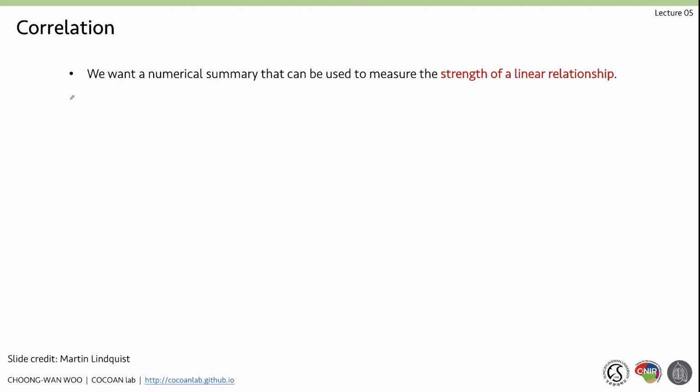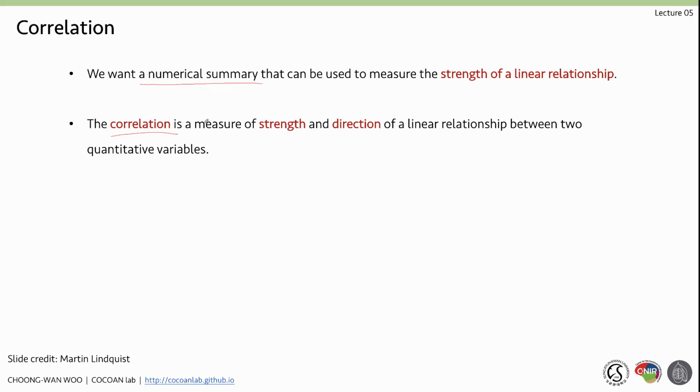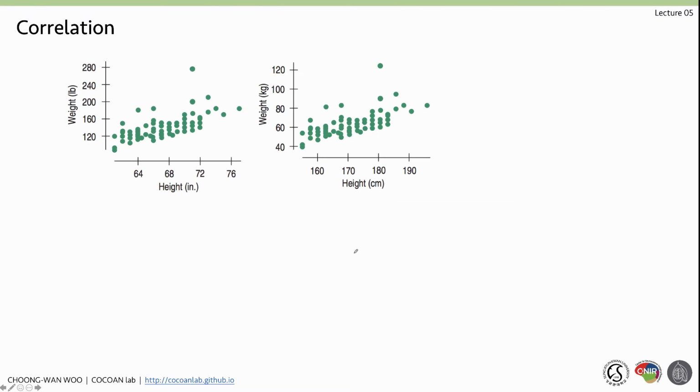Correlation is a really common measure for the strength of a linear relationship. So correlation provides information about the strength and the direction of a linear relationship between two quantitative variables. Correlations are usually denoted by r. So r equals something. Okay, I want to tell you more about the correlation.